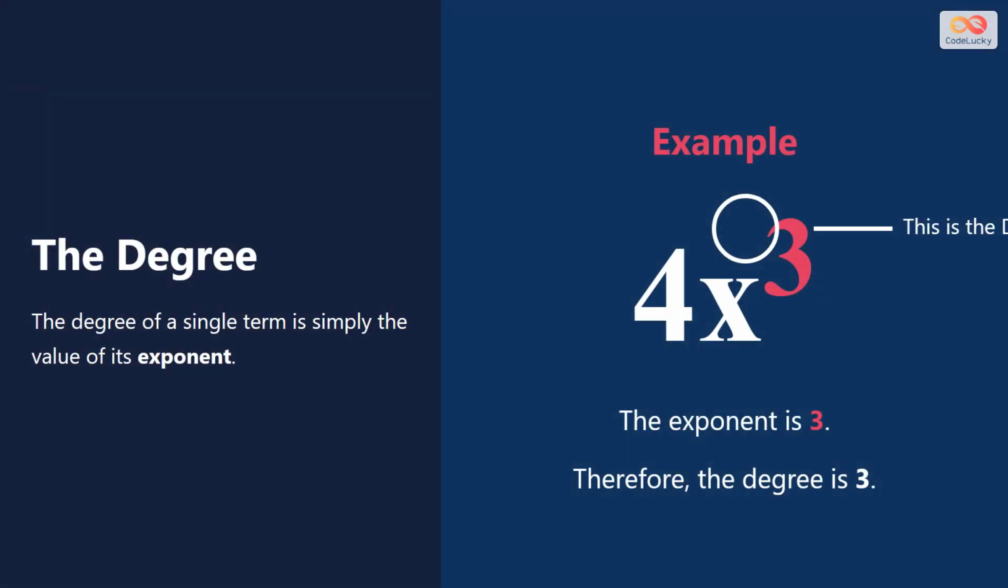To find the degree of the entire polynomial, we first need to look at each term individually. The degree of a single term is simply the value of its exponent. Here, we have 4x cubed. The exponent is 3, so the degree of this term is 3.